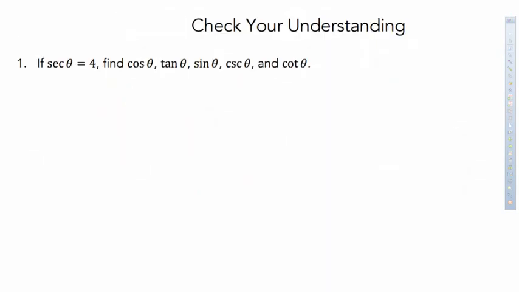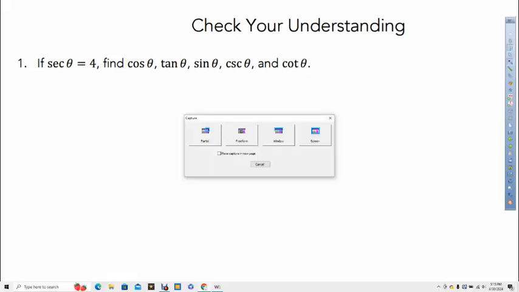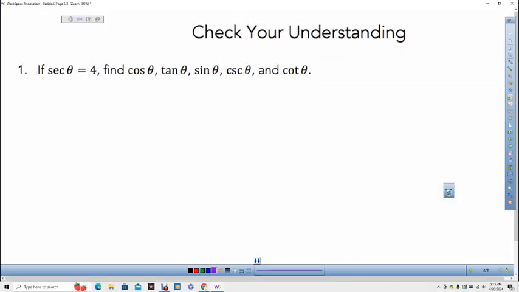All right, so if secant theta equals 4, find cosine theta, tangent theta, sine theta, cosecant theta, and cotangent theta. Now, here's the little trick with this. If you can find cosine and sine, you found everything else, because if you think back to your identities of what those things are, everything's based off of cosine and sine.